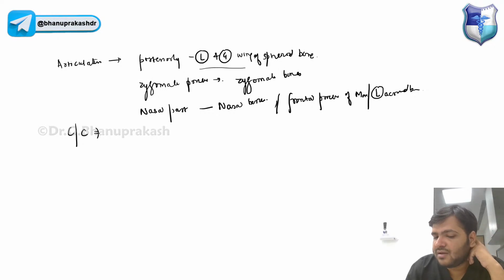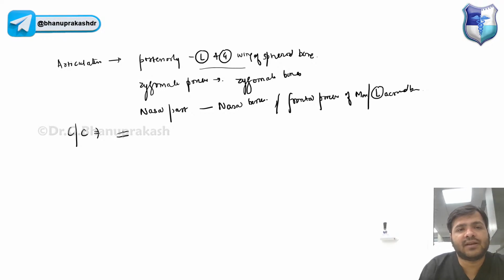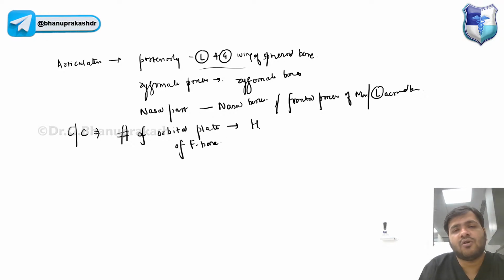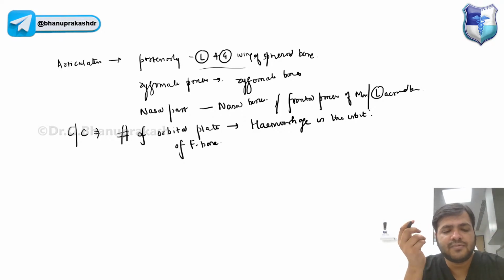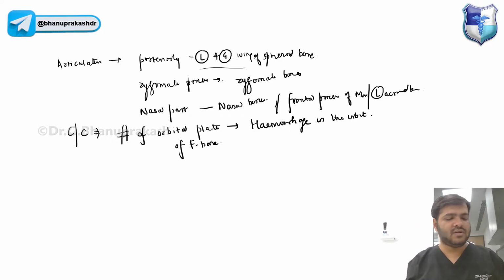If there is any fracture of the orbital plate of the frontal bone, it will lead to hemorrhage in the orbit. So that is something you have to remember. Just one clinical correlation. I hope this is clear to everyone.